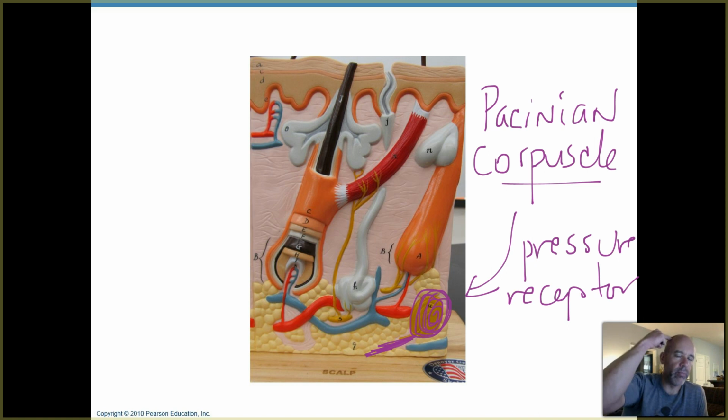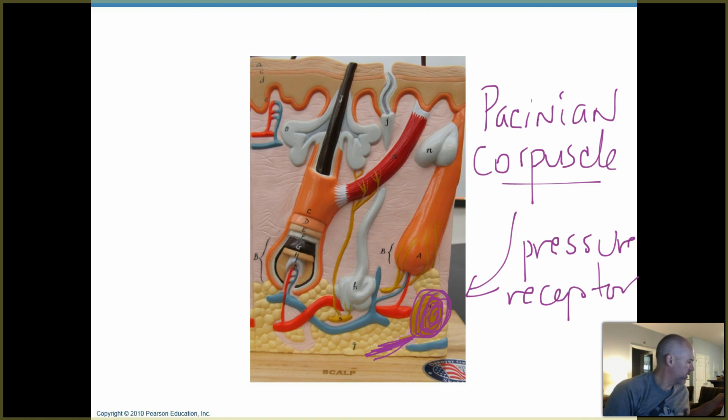So when somebody is pressing on the surface of the skin and you feel pressure, the reason you're feeling pressure is because these Pacinian corpuscles detect that. So signals are sent to your brain, and your brain interprets that as pressure to let you know something's pressing up against you. And if it's strong enough, it'll cause you to move away from whatever it is putting that pressure on your skin.